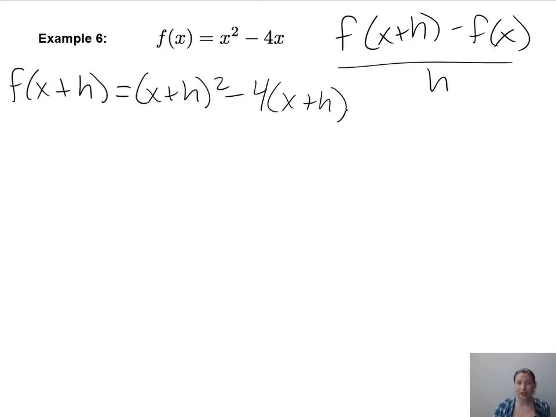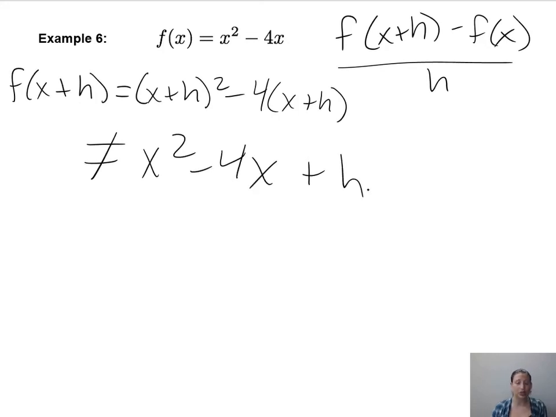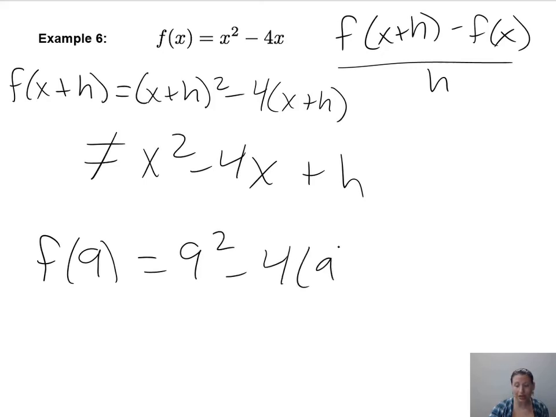F of x plus h does not mean x squared minus 4x plus h. We do not just add h on the end. We plug in the quantity x plus h, right? We know that f of 9 would just be 9 squared minus 4 times 9. We do the same thing. We're plugging in something for x. Just because it still has an x in it does not change how we treat it, okay?